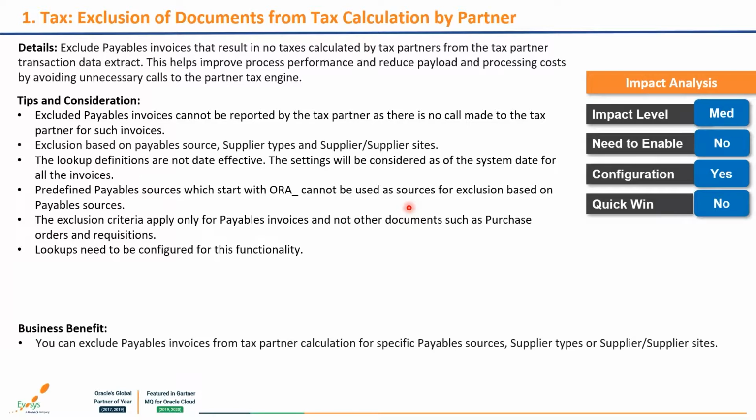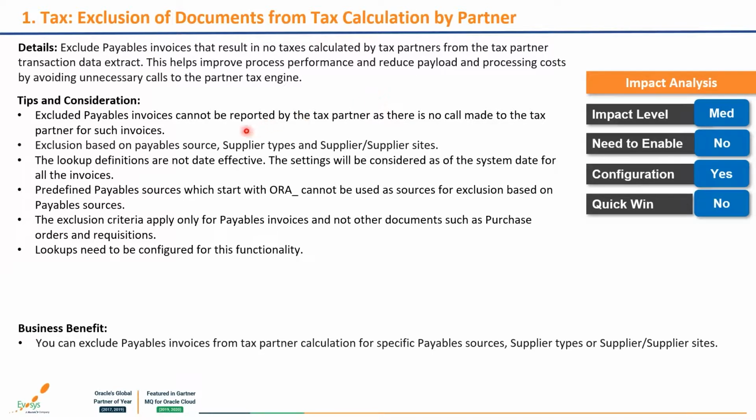The configurations can be done on the basis of payable sources, supplier types, or even by supplier or supplier sites, right? So we can configure in our system that if the source of this transaction is this, then it should not be included in the tax calculation from the partner tax engine, right? So this is an enhancement for tax calculation, and there are some points which we need to consider before using this functionality. Since we are excluding some payables invoices, right?